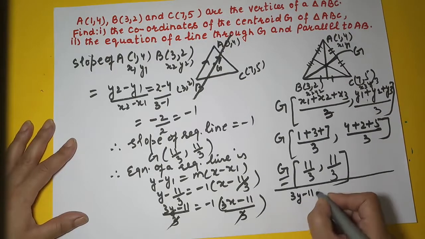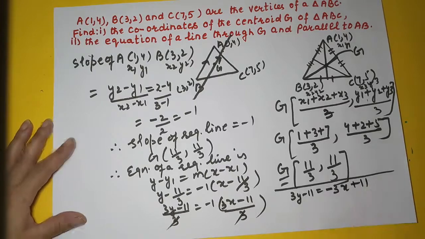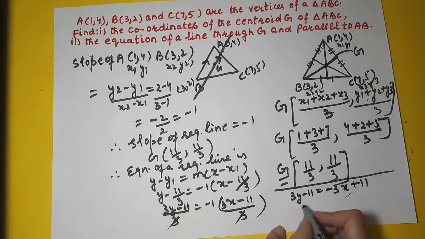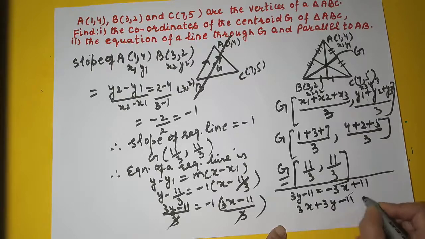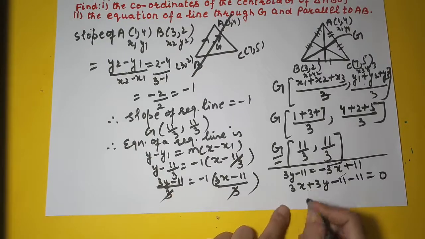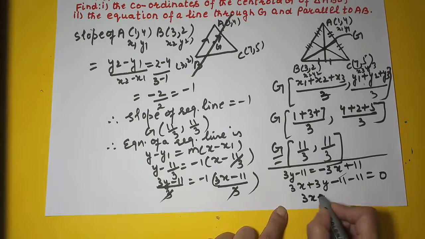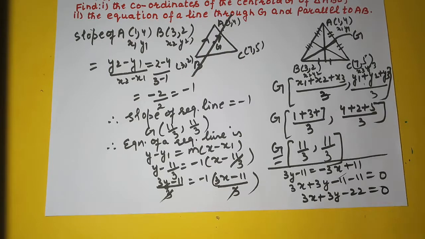3y minus 11 equal to minus 3x plus 11. Shift all of them to this side. So you'll get 3x plus 3y minus 11 minus 11 equal to 0. So that gives you 3x plus 3y minus 22 equal to 0. So this is the equation of your required line.